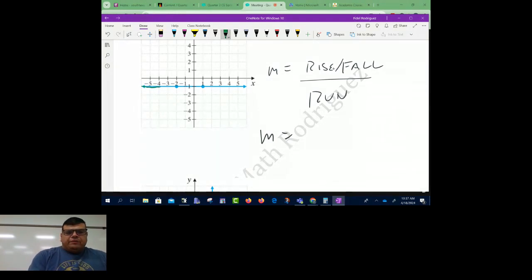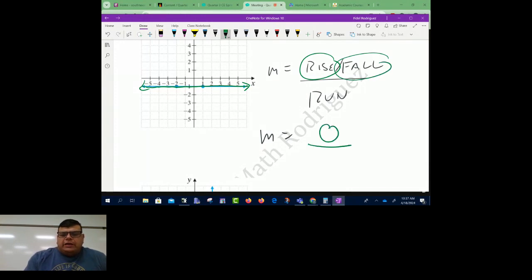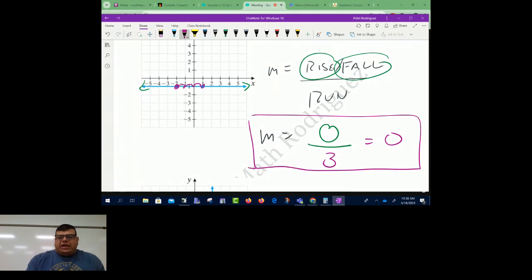Y'all, the first thing I notice about this line is that it's horizontal. So it's not going up and it's not going down. Did we rise? No. Did we fall? No. My top number is 0. How did I get from this point to that point? We didn't go up at all, so that's why the top number is 0. 1, 2, 3. 0 divided by 3 is still 0. That's a horizontal line. Horizontal lines are always going to have a slope of 0.